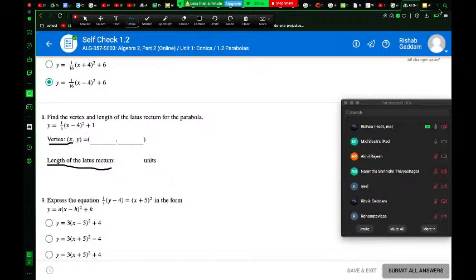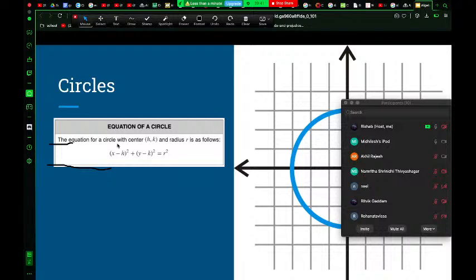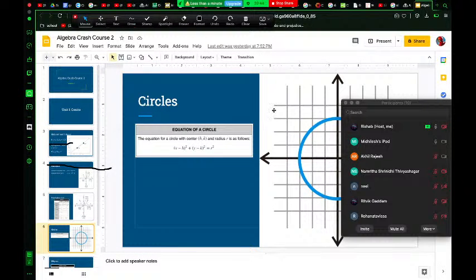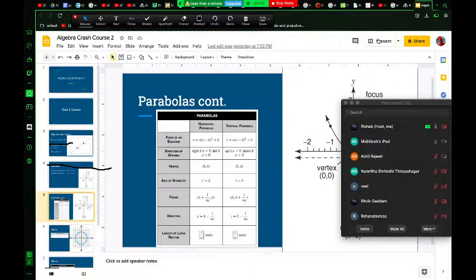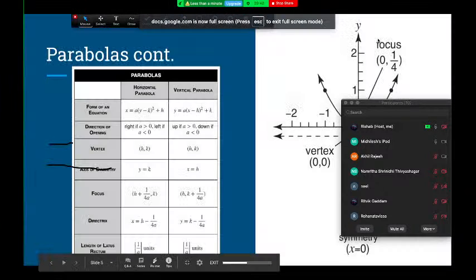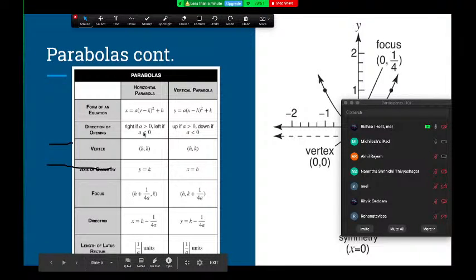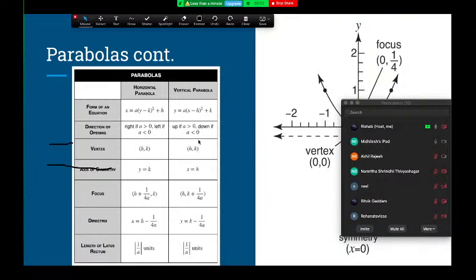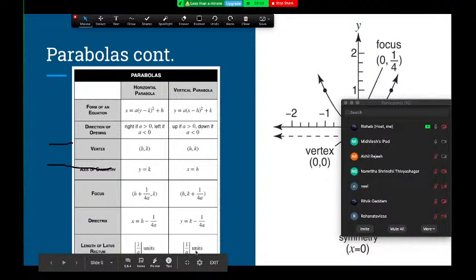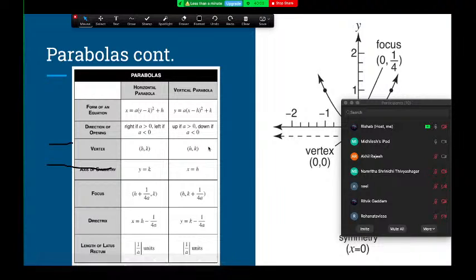So do you need me to go back to the slides? Yeah. Okay. So if we go back here and we present this and wait for a little bit to load. Okay, there we go. So the vertex is right here and here, and the length of the latus rectum is right here. And these a and (h, k) values are in this equation or this equation.